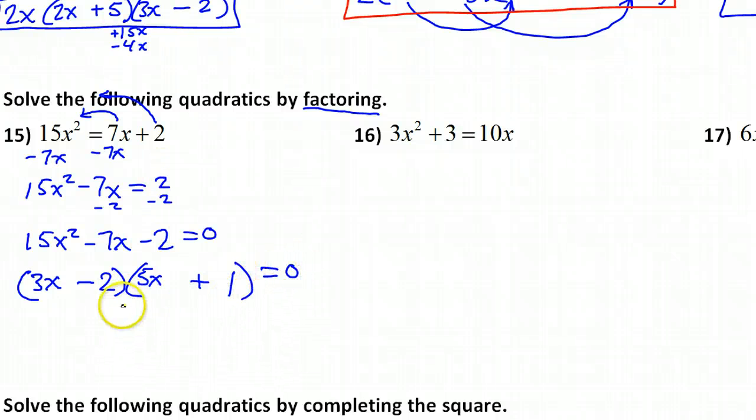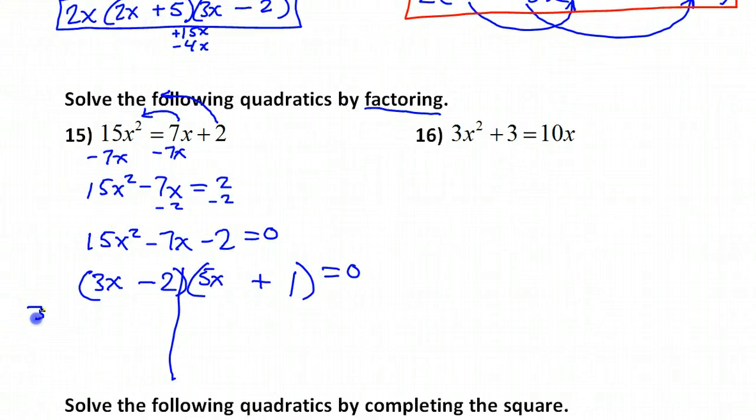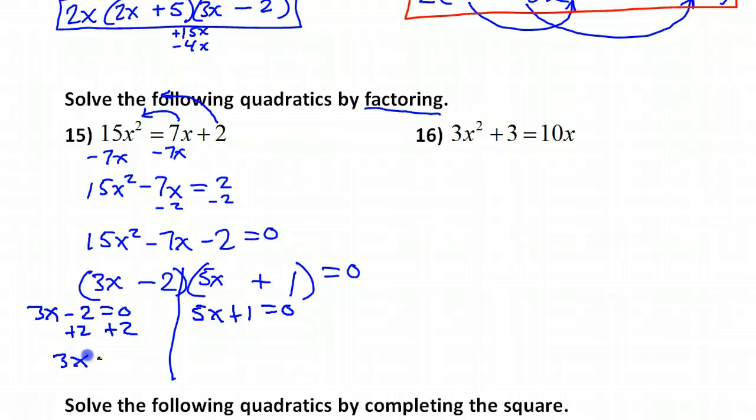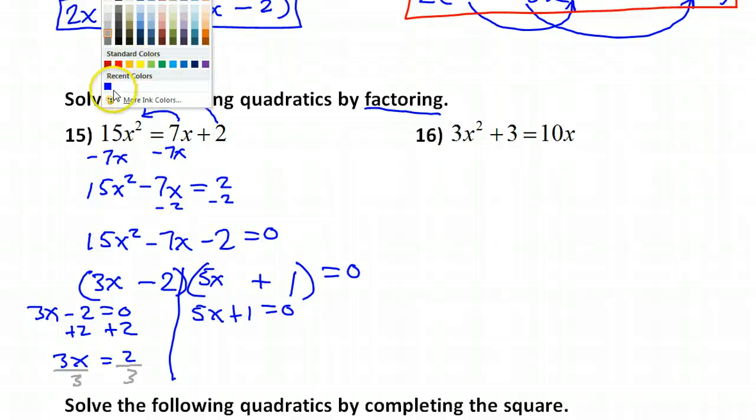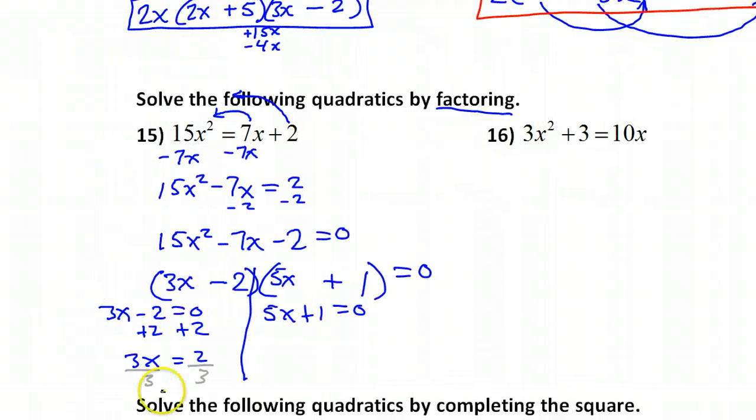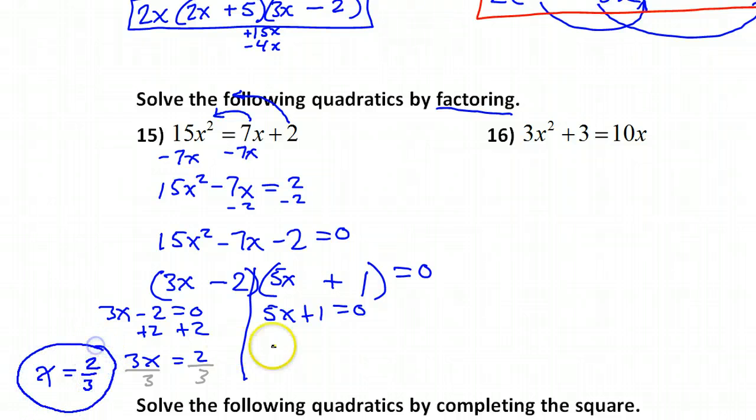I'm solving an equation now. So I'm going to set these two factors equal to 0, like 3x minus 2 equals 0, and 5x plus 1 equals 0. So adding 2 to both sides, I get 3x equals 2. Alright, if I divide both sides by 3, then I get x equals 2/3. I'm running out of space. I'll squeeze it in over here. X equals 2/3. So that is one solution.